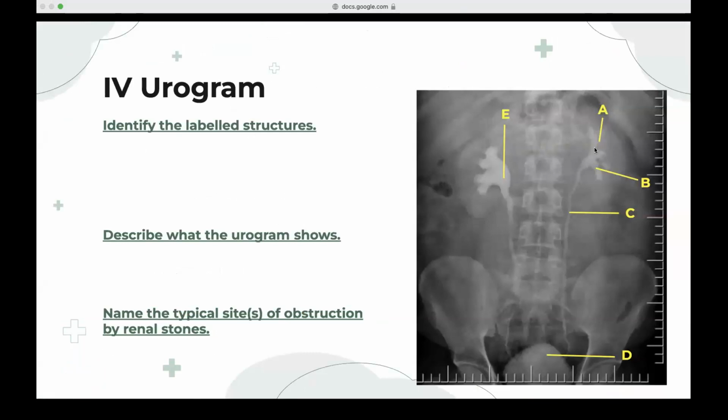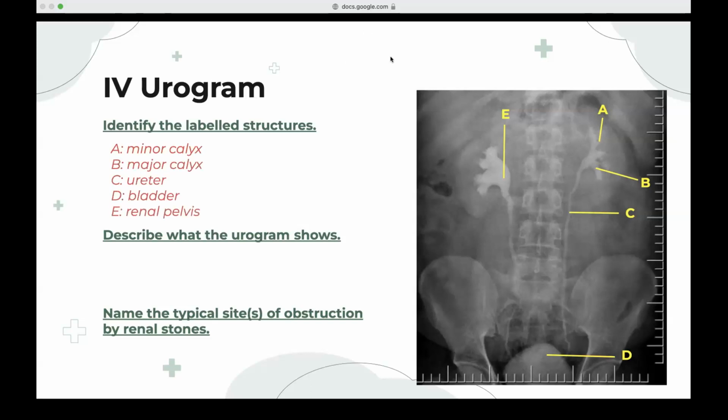What's A? The minor. Yes. B. Major. Ureter. Yeah, ureter. And D. Bladder. Okay. And E. Pelvic. Yeah, the renal pelvis, sorry, not junction. It's the pelvis. Right. Okay.